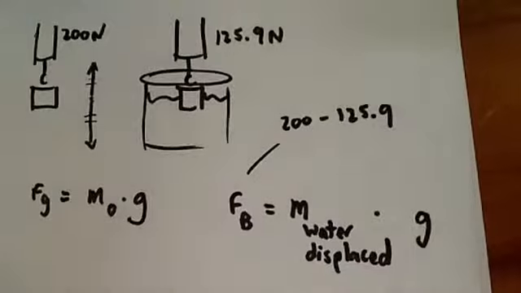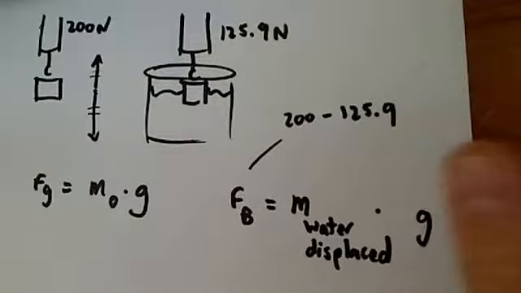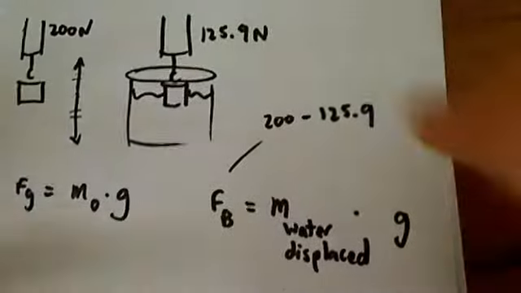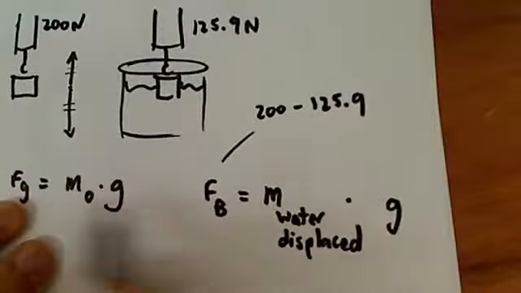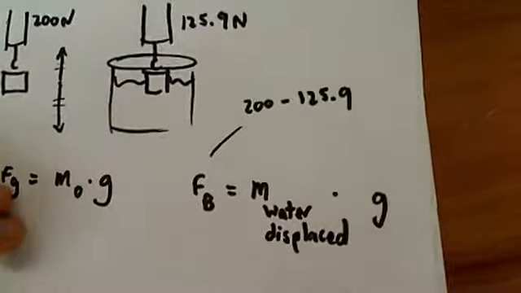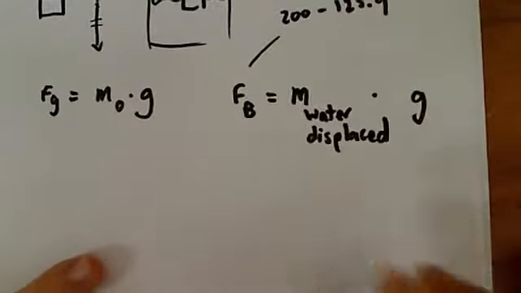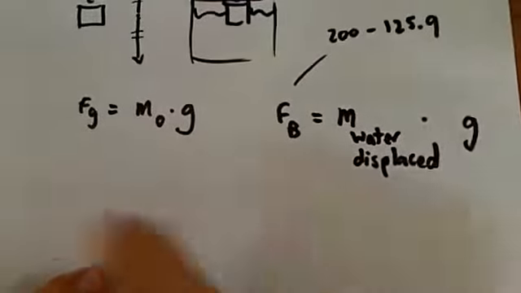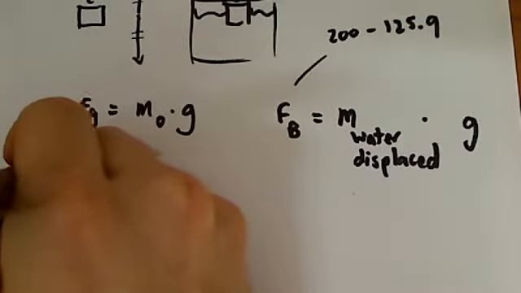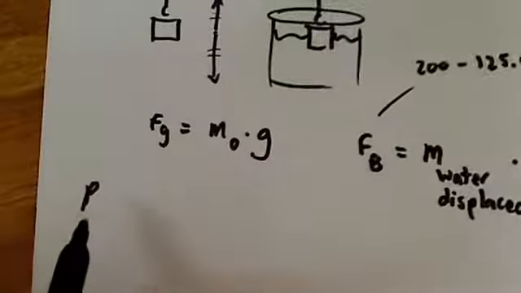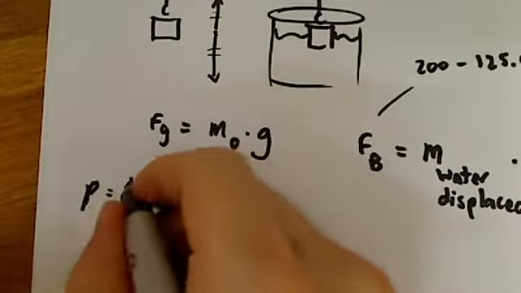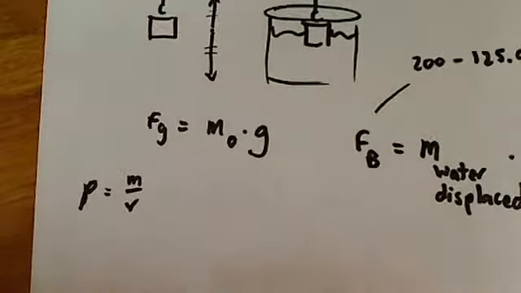Alright. Now, the question is, we want to know about densities. What material is the object? If we know the density of the material, then we know what the material is. So we've got to put both of our masses in terms of densities to solve this problem. So what's our definition for density? Density, I'm going to write as rho. Density is mass all over volume.